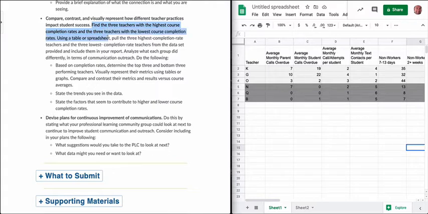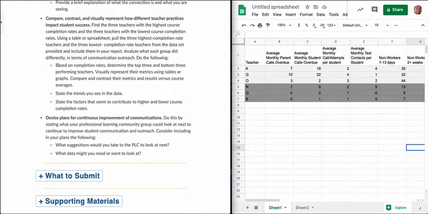We're going to use a table or spreadsheet, and we'll go over that table or spreadsheet piece in a minute. Pull the three highest completion rate teachers and the three lowest completion rate teachers from the data set provided and include them in your report. Analyze what each group did differently in terms of communication, outreach, and do the following.